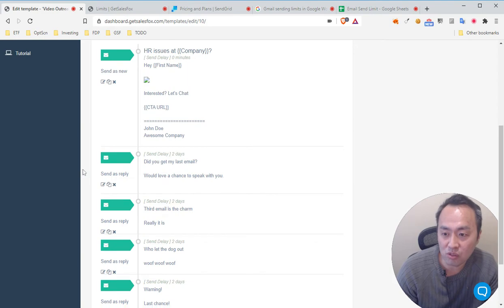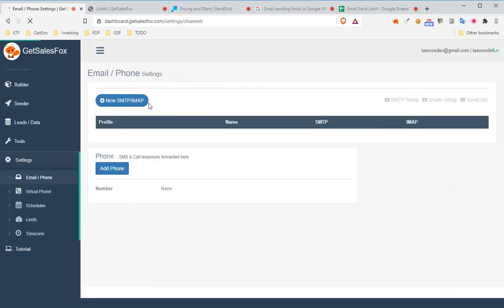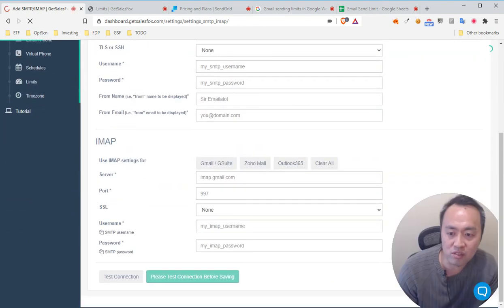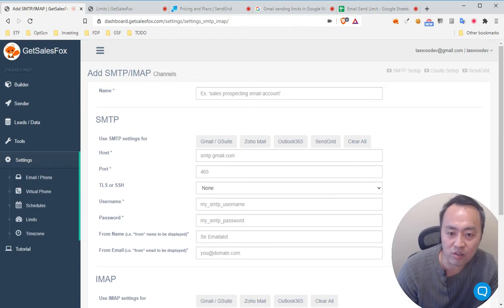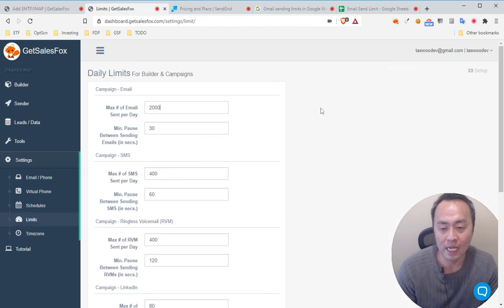But anyway, if you do need to use SendGrid, you can just make sure you sign up for the account, and then go to the email settings, and on the SMTP, you just enter your SendGrid information here, right? Otherwise, just use GetSalesFox browser sending. That'd be plenty for most people.